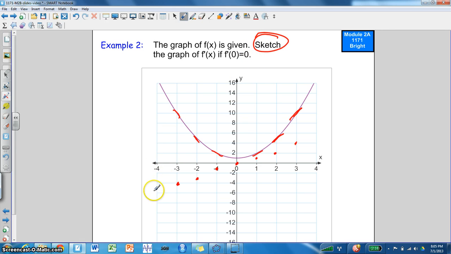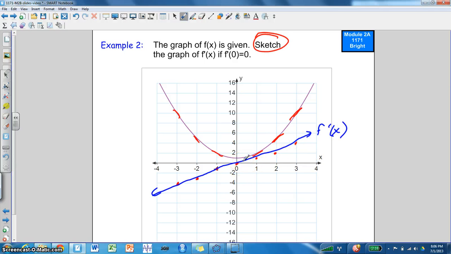So if I were to draw f prime, all I have to do is connect the dots. Okay, so f prime actually looks to be a line, and this does make sense given that the graph is a parabola. And we will actually see in Module 3 how to determine f prime more precisely.